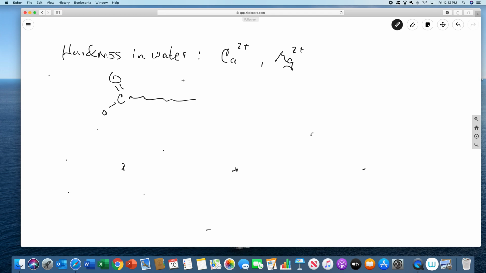Last thing is what hardness in water really refers to: a lot of ions, and specifically ions like calcium and magnesium. And since a soap looks like this, the calcium ion will stick to this, and then this will form a solid. This is what a bathtub ring is. And so soaps don't work very well in hard water.